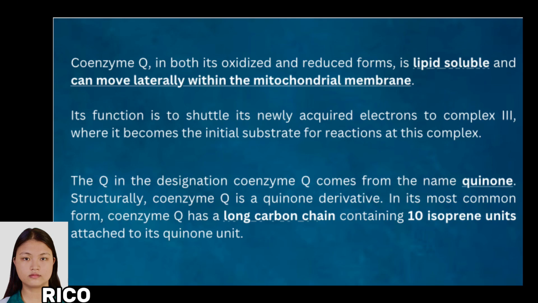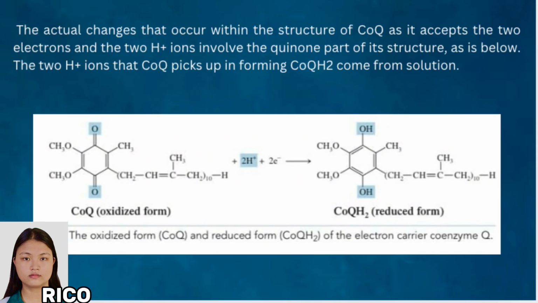The Q in the designation coenzyme Q comes from the name quinone. Structurally, coenzyme Q is a quinone derivative. In its most common form, coenzyme Q has a long carbon chain containing 10 isoprene units attached to its quinone unit. The actual changes that occur within the structure of CoQ as it accepts the two electrons and the two hydrogen ions involve the quinone part of its structure, as shown below.